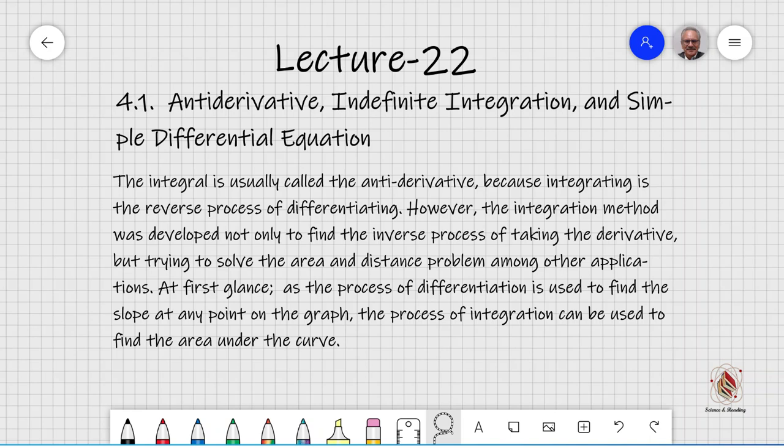The integral is usually called the antiderivative, because integrating is the reverse process of differentiating. However, the integration method was developed not only to find the inverse process of taking the derivative, but trying to solve the area and distance problem among other applications. At first glance, as the process of differentiation is used to find the slope at any point on the graph, the process of integration can be used to find the area under the curve.